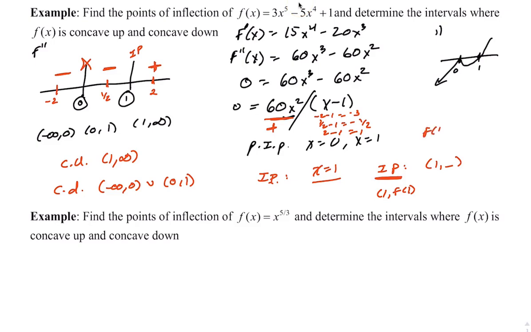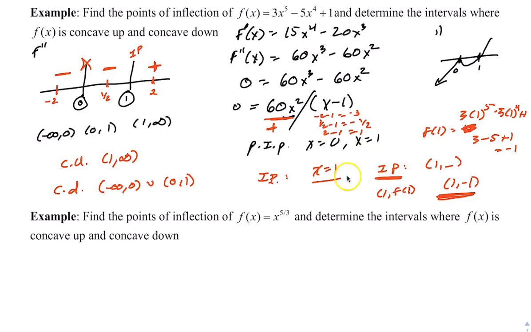So f of 1 is equal to 3 times 1 to the 5th, minus 5 times 1 to the 4th, plus 1. I get 3 minus 5 plus 1. I get -2 plus 1 is -1. So my inflection point is at (1, -1). I know, much more annoying. I do understand, to find the inflection point is more annoying.